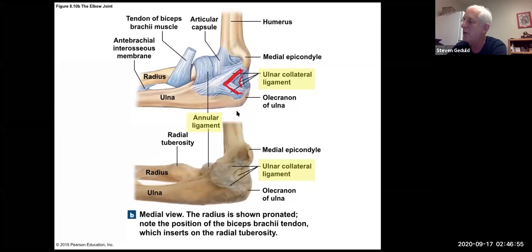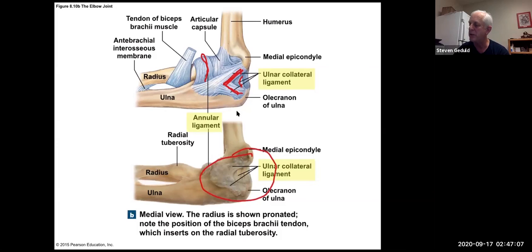And then you have your annular ligament right here, going around to the radius, ulna to the radius. And this is what it looks like on the cadaver. This is your UCL, your ulnar collateral ligament. And you can see, doing surgery on this, how it's connected here, and then it connects in a tripod back behind it too.